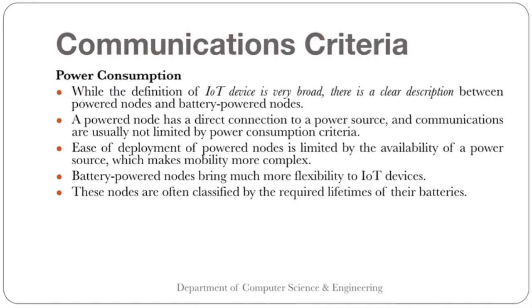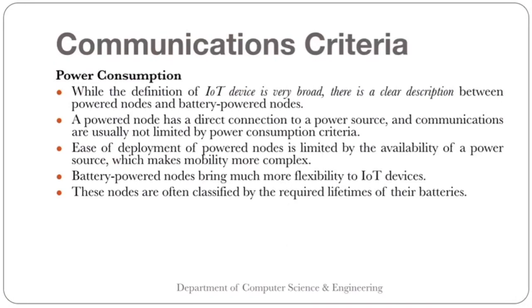Ease of deployment of a powered node is limited by the availability of a power source, which makes mobility more complex. So if you want a device to be always connected to the power source, obviously mobility will not be there, right? And the deployment will be difficult because the power source will not be available everywhere, right? But battery powered nodes bring much more flexibility to IoT devices. If that particular node is battery powered, we can deploy it anywhere, right? And the battery can be replaceable.